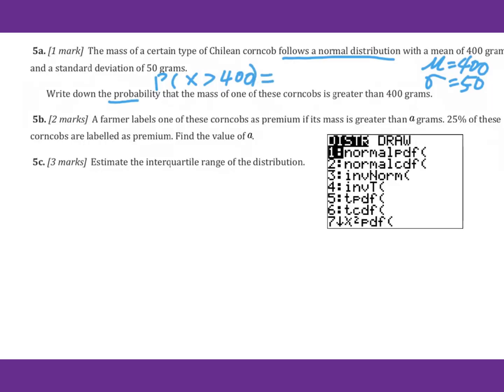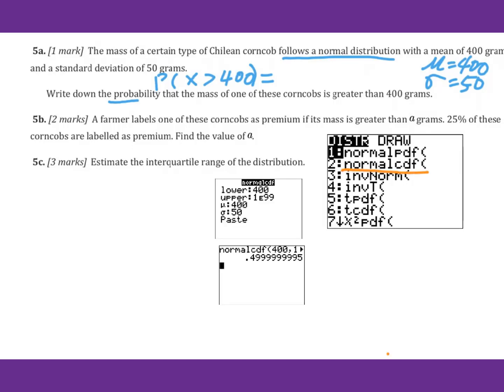Since we're looking for the probability, we need to go to normal CDF. For normal CDF, for lower you put 400, and for the upper one, you put 1E99. That stands for positive infinity. Mean is 400, standard deviation is 50. Then you press enter, and you will get 0.5.